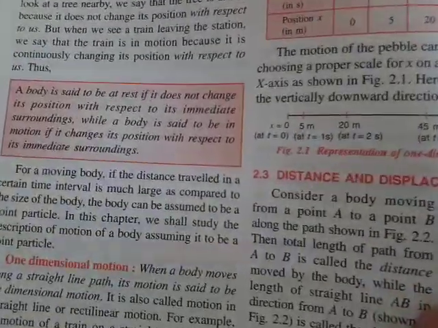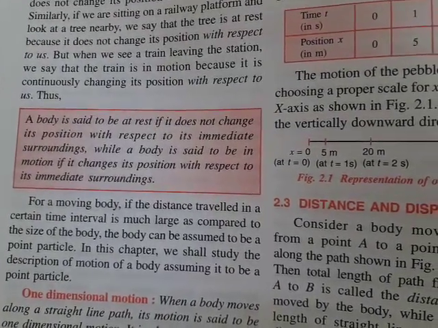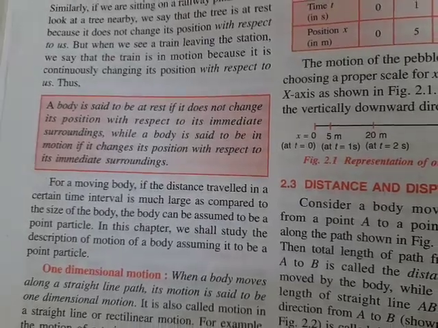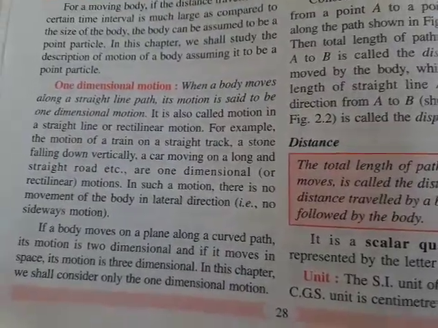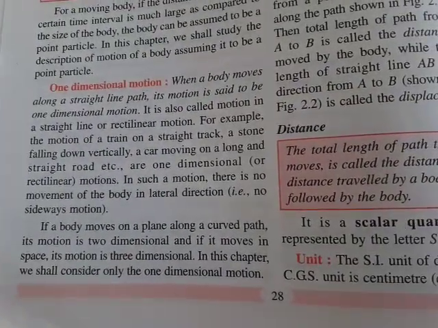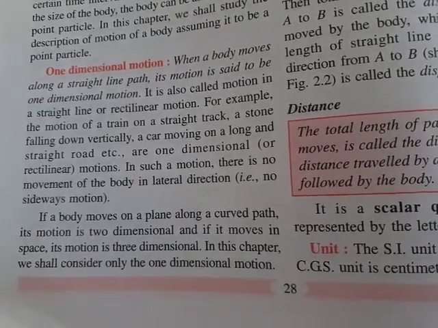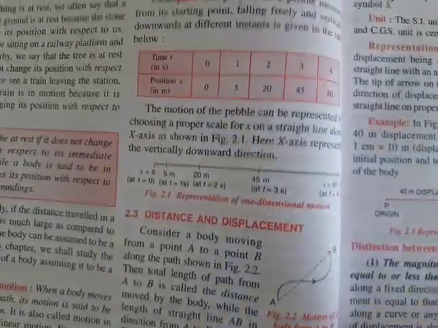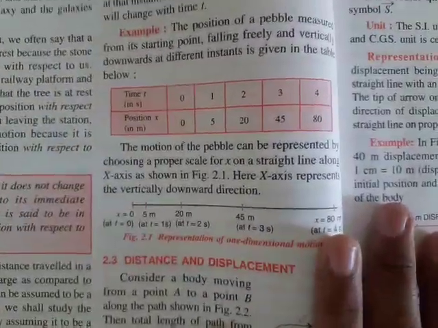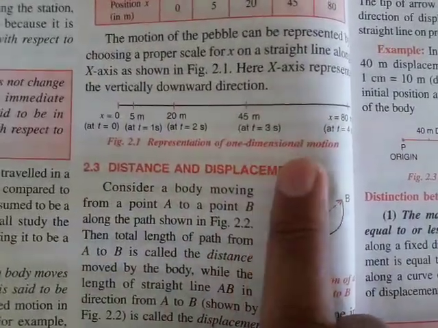A body is said to be at rest if it does not change its position with respect to immediate surroundings, while a body is said to be in motion if it changes its position with respect to the immediate surroundings. Then we studied what is actually one dimensional motion, right? Any body which is moving in a straight line is having rectilinear motion. So we are studying only one dimensional motion in this lesson. Then how to represent the one dimensional motion in the form of a graph. Okay, this is the representation of one dimensional motion.